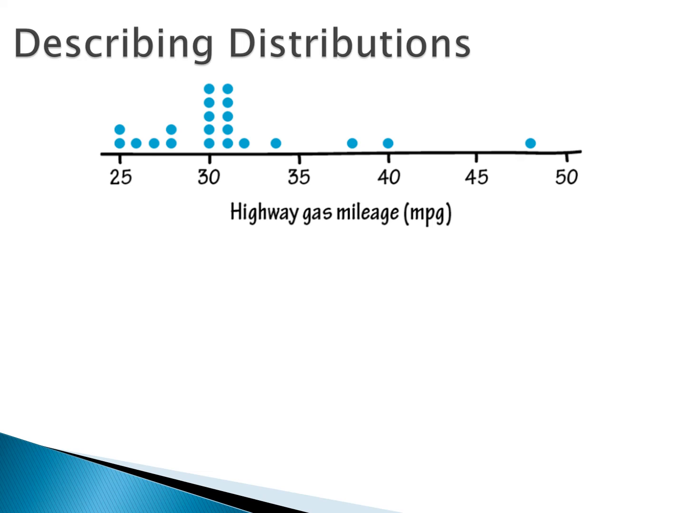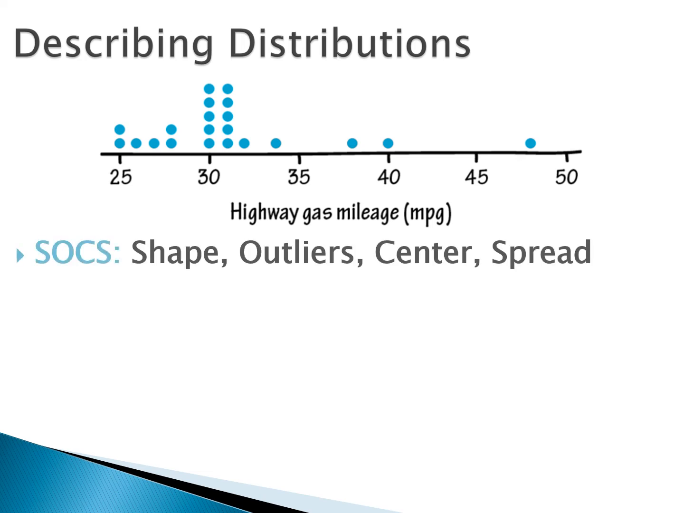So that said, if we're asked to describe the distribution for this dot plot, we want to go through all four of those items in SOX. Now we've talked about shape. We're going to talk about how to find a center and a spread in the later sections. All right, so for now, we can just kind of eyeball what we think is the center, what we think is the spread. All right, and outliers, again, we can eyeball.